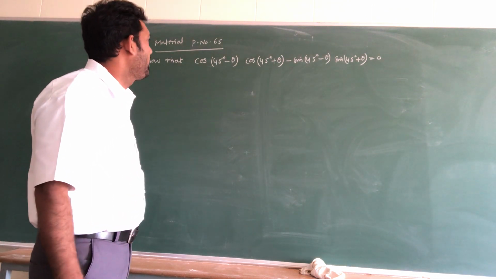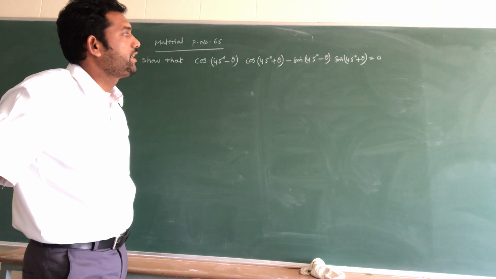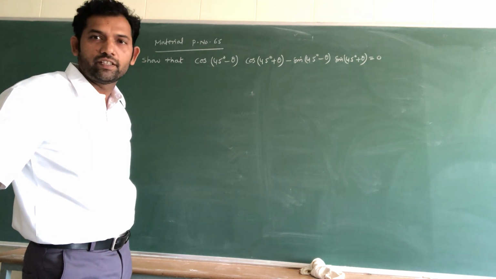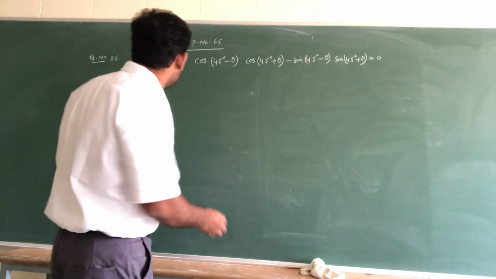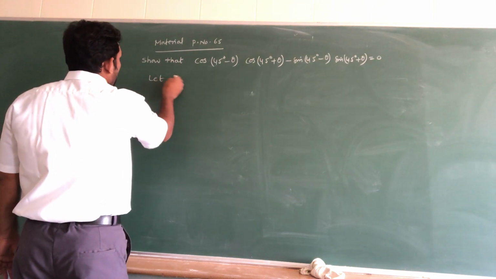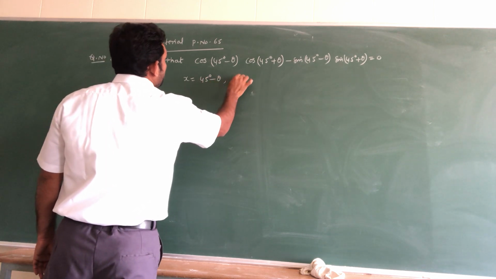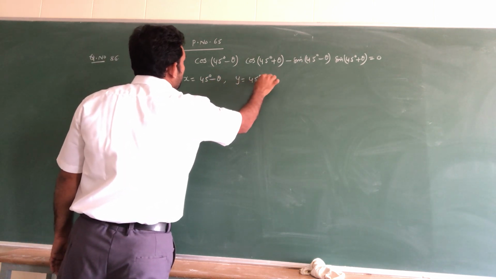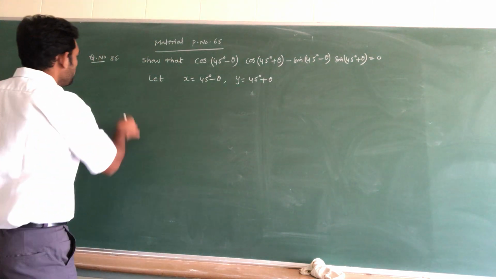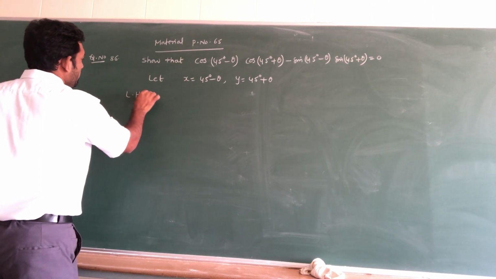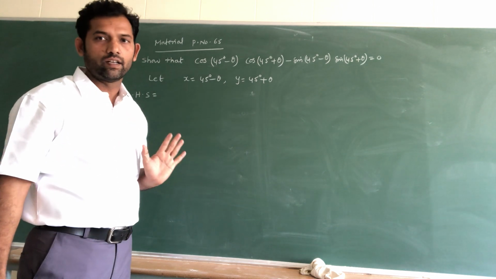Cos(45 degrees minus theta) cos(45 degrees plus theta) minus sin(45 degrees minus theta) sin(45 degrees plus theta). This is compared with the formula. Suppose x is equal to 45 degrees minus theta, and y is equal to 45 degrees plus theta. Suppose we consider like this, then what happens? You have to observe. So take the LHS value. Like the models we already completed in exercises, once again I will revise all the points.